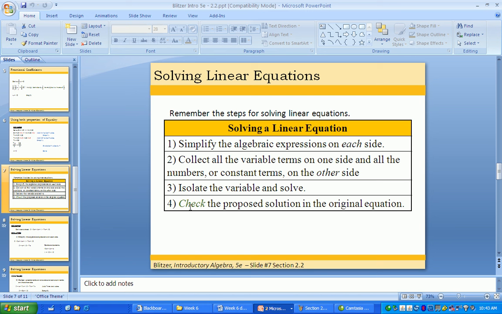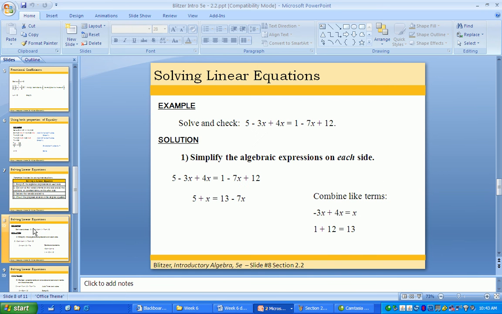So this one says solve and check. So again, the first rule is we have to simplify the algebraic expression on each side. We simplify by collecting like terms. We see on the left we can combine the two x's. On the right we can combine the two constants. So when we combine that, we get 5 plus x, because negative 3x plus 4x is just positive 1x. And on this side, 1 plus 12 is 13 minus 7x. So we just combined like terms there.